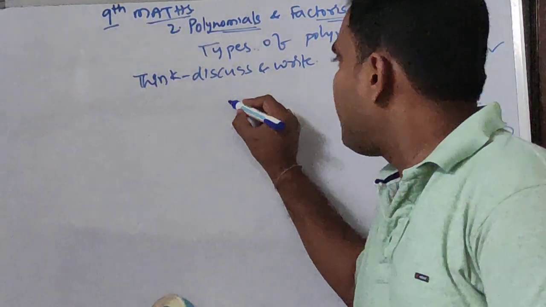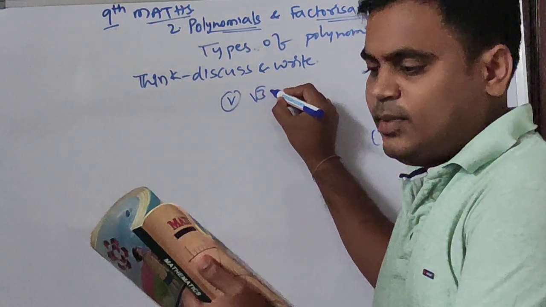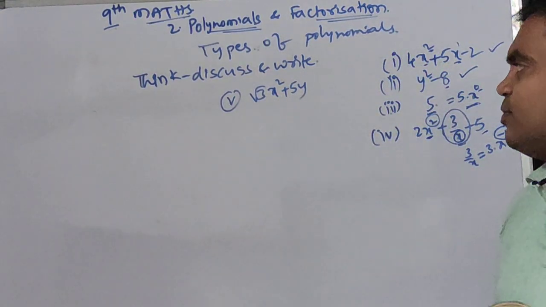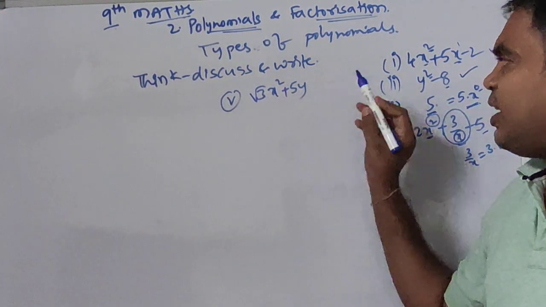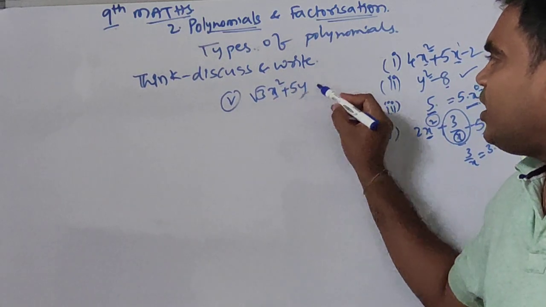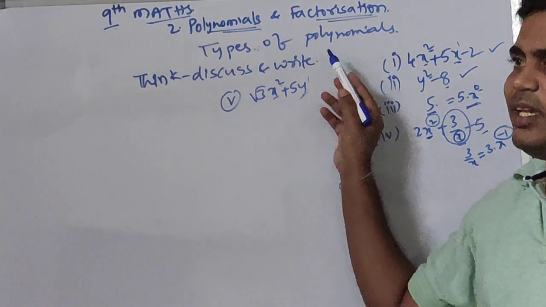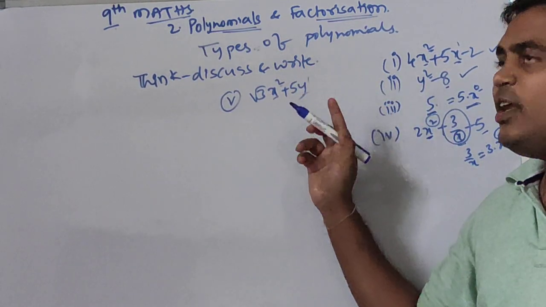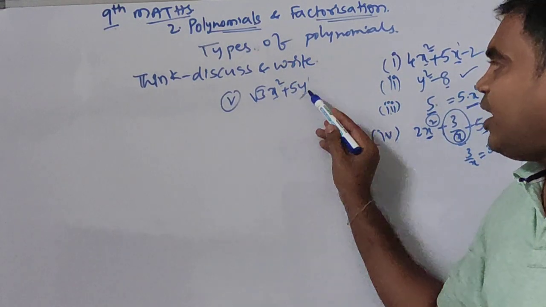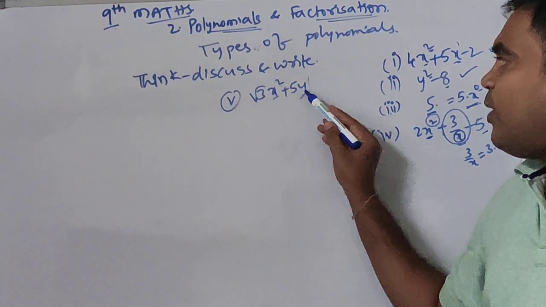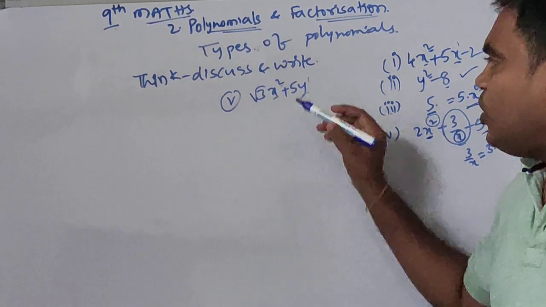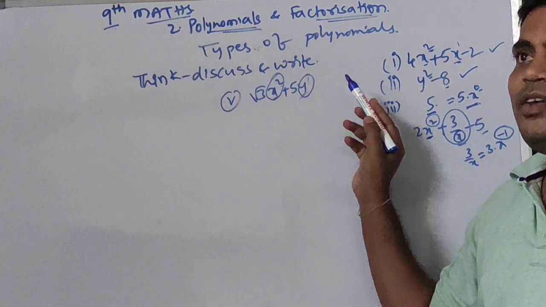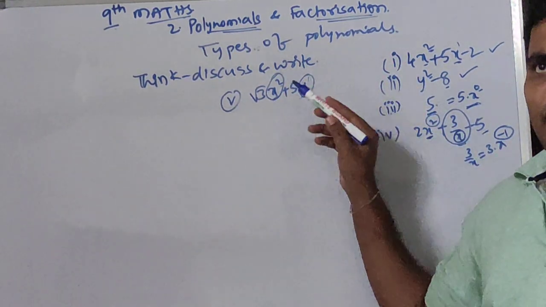Next, fifth one, root 3 x square plus 5y. If we observe x square y, what is the power of x? 2. What is the power of y? 1. Actually it is also a polynomial, but it is not a polynomial in a single variable. Here the variables are two variables, x and y. The power of x is 2, the power of y is 1. So the powers are positive integers, so definitely it is a polynomial.